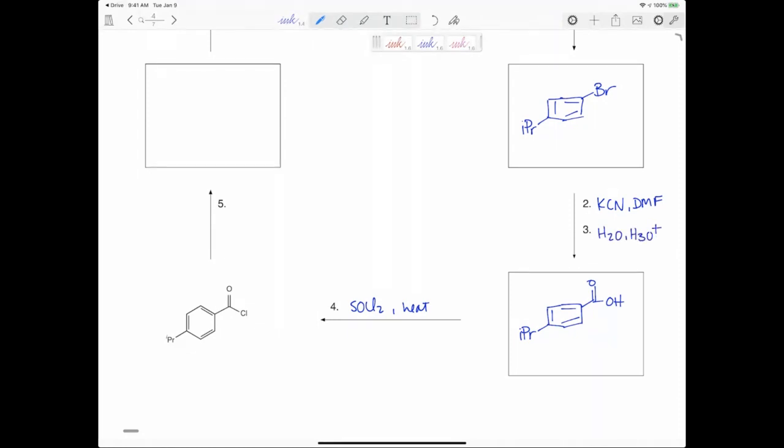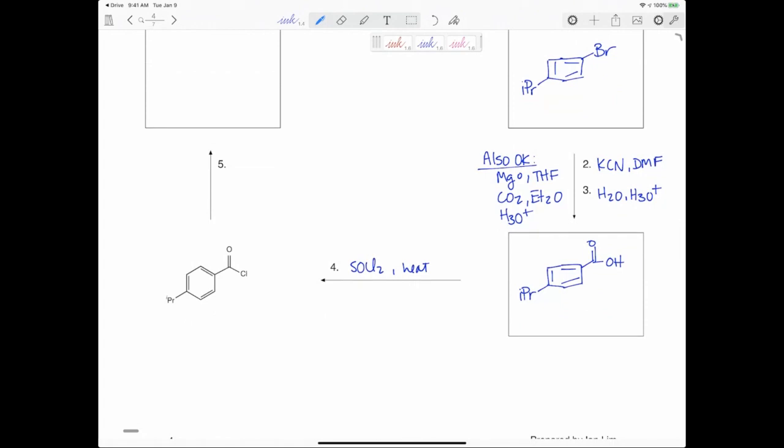Okay, why I would prefer this answer over the magnesium and carbon dioxide is because I didn't give you a step 4. This is only 2 steps, so you have to try to conform to what you have on the exam. But I don't think you're gonna get points taken off if you wrote Mg, THF, and then CO2 in diethyl ether, and then doing the normal acidic workup that you guys are always used to. So these are fine as well, but I just prefer conforming to the number of steps that they gave you.